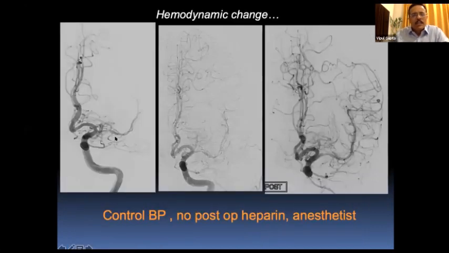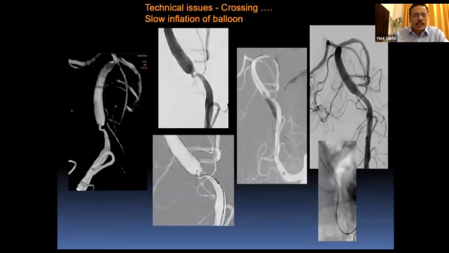But what you can see, this is before. You can see slow flow in the artery, and this is after. Suddenly there's a much brisker and higher flow. These are the cases where you can have hyperperfusion hemorrhage in the small infarcts. So in these cases, we control the BP very aggressively. We never give any post-op heparin in these patients. And the anesthesia, we have to tell them when they're extubating, that's the time BP rises. And we always explain to them that you have to control the blood pressure at that stage.